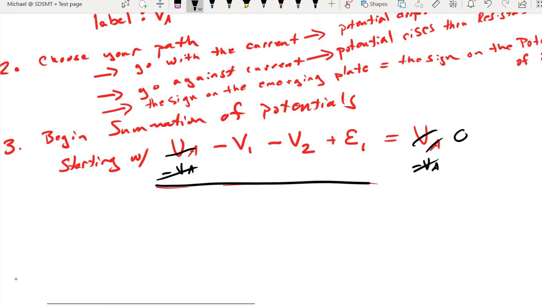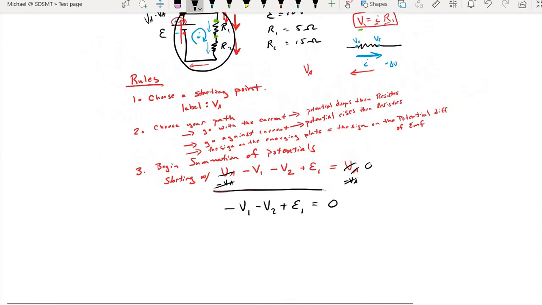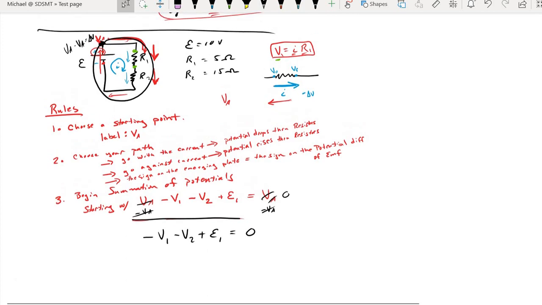So everything that's left, we have negative V1 minus V2 plus E1 equals 0. That is the equation that we have for this miniature little resistor picture. So we're going to take that equation, bring it up here, and I'm going to apply Ohm's law to the two potential expressions.